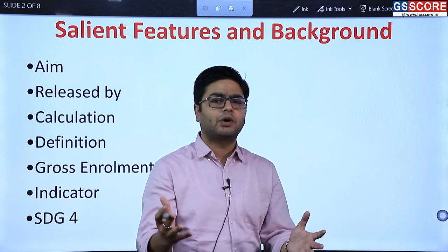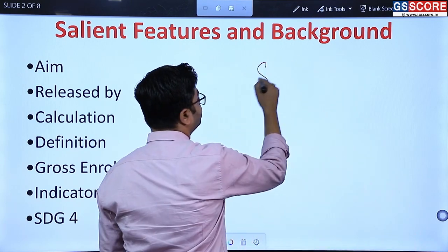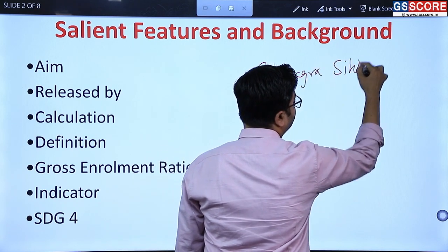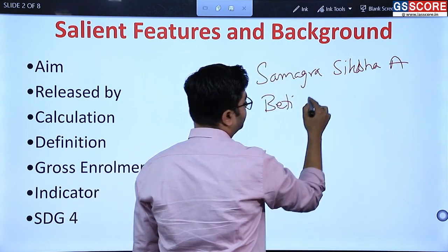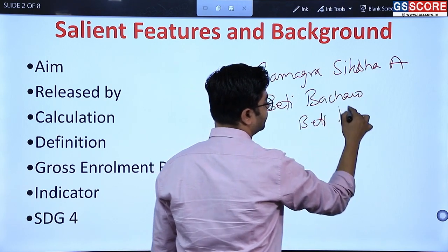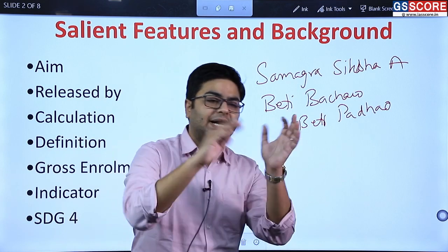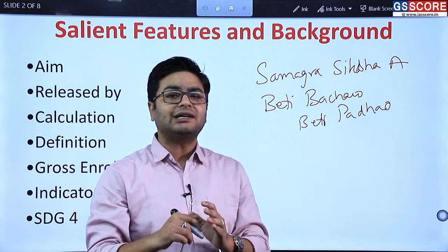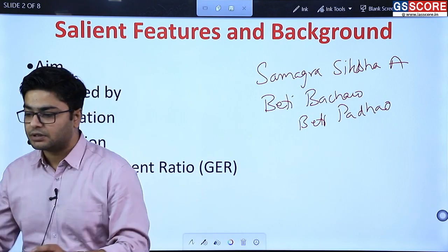So you have many programs being run for education in general. For example, Samagra Shiksha Abhiyan, Beti Bachao, Beti Padhao. Right? So we can make better appreciation of these programs as well as the index can be used as a yardstick in medium to long term to judge the efficacy of these programs. Okay?